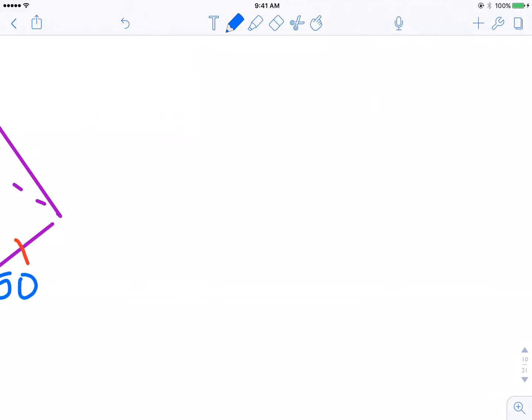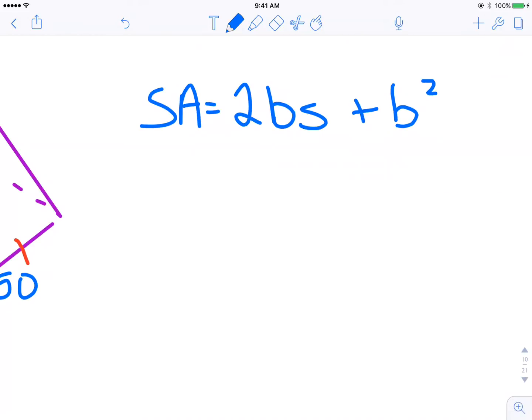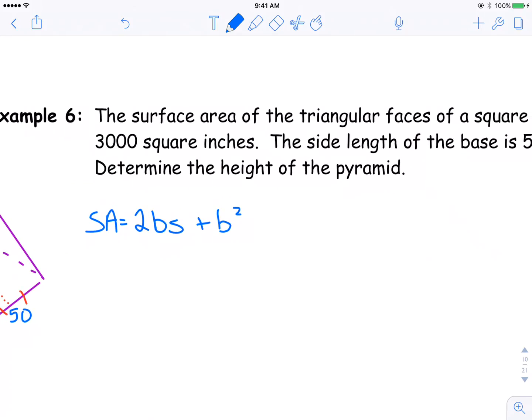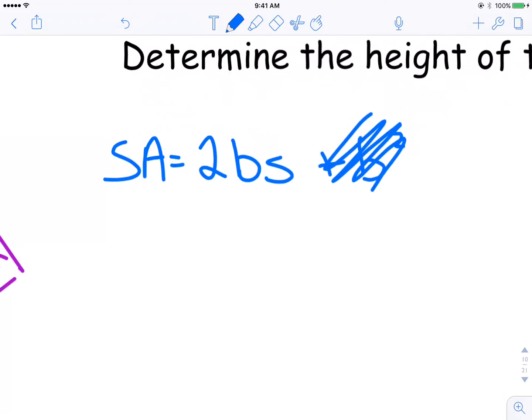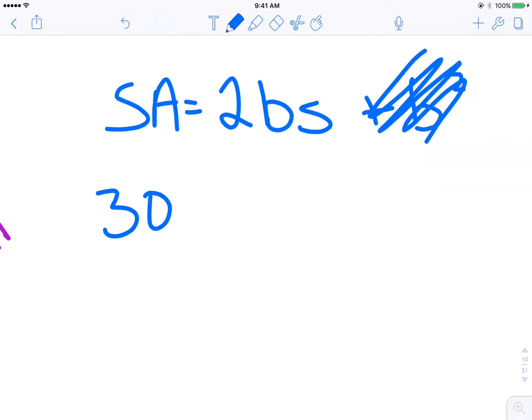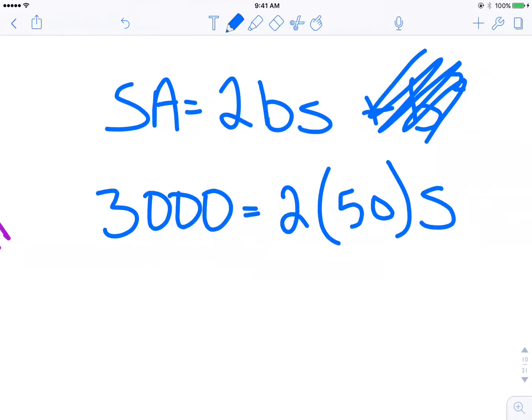If we look at our formula, the surface area of a square base pyramid is 2 times base times slant height plus base squared. From the information in the question, we are only given the triangular faces, not the base. So we just have the lateral area, and I don't need this part of my equation. So I have 3,000, which is the area of my triangular faces, equal to 2 times my base, which is 50, times s. So now I have an equation in one variable.